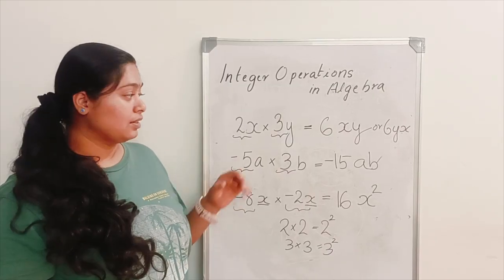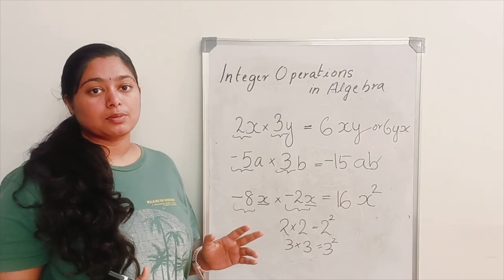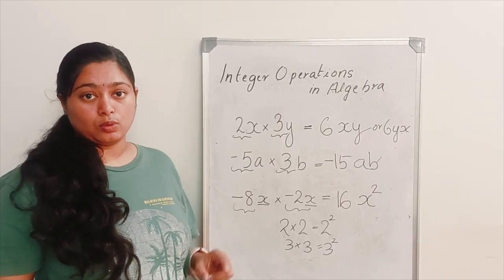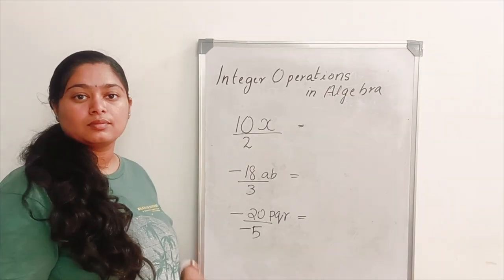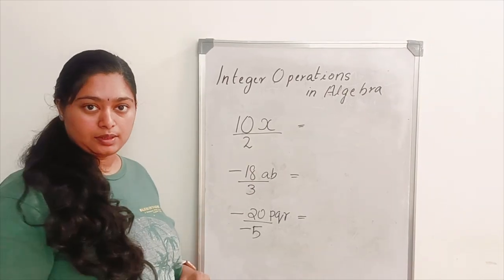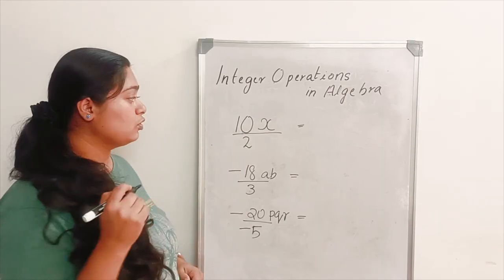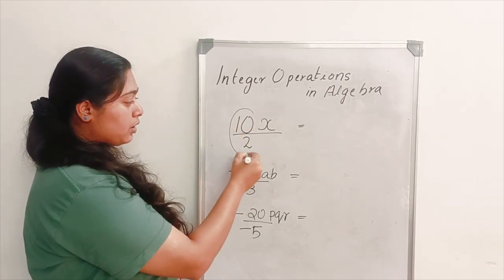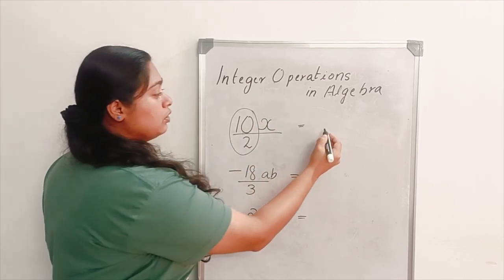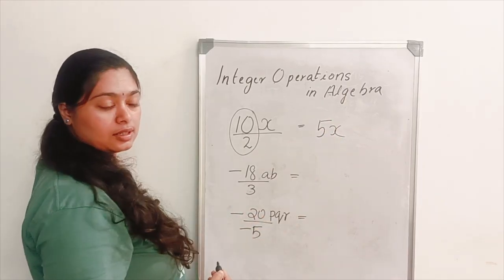So I hope this video made it clear how to simplify algebraic expressions when it is a multiplication. Let's look into one more example with division. You can see that now I have written some division examples. The first one is 10x by 2. So here you just need to divide the coefficient parts or the number parts. Positive 10 divided by positive 2, which is nothing but 5, and don't forget to put the x.